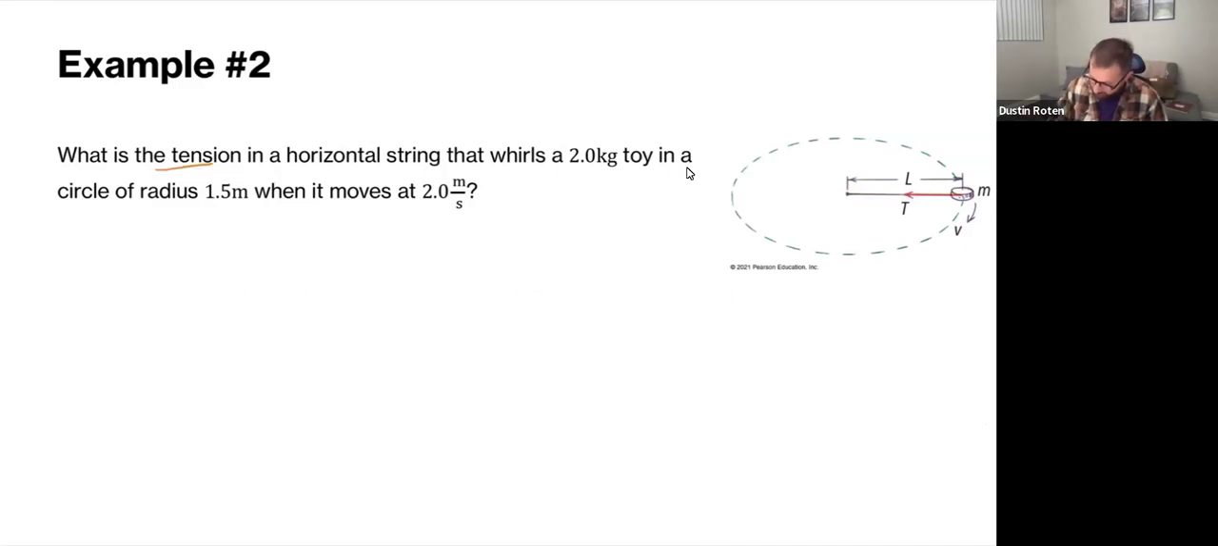Okay, so it's asking what is the tension. So we know we're looking for T. We know that the toy that's spinning in the circle is 2 kilograms. So we know the mass. We know the radius of the circle. The radius is 1.5 meters. And we know the velocity, which is just 2 meters per second.